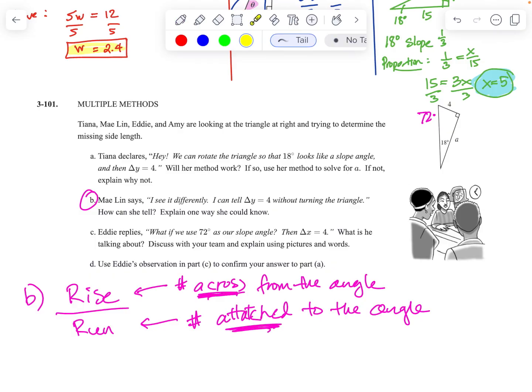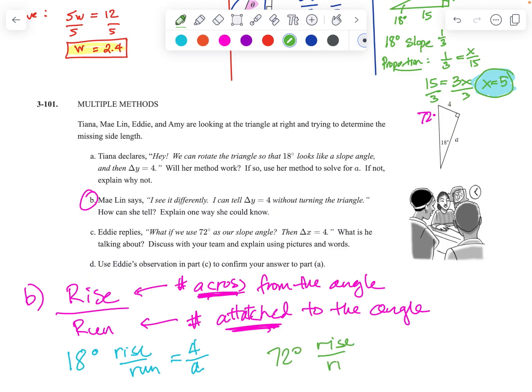So back to these students up here in the corner, for the 18-degree angle the rise would be 4 because it's across, and the run would be A because it's attached. I think you should write that down too. So for 18 degrees, rise over run is 4 over A. But for the 72 degrees, rise over run is A, because that's across, over 4, because that's attached. I wanted to make sure we have that distinction.